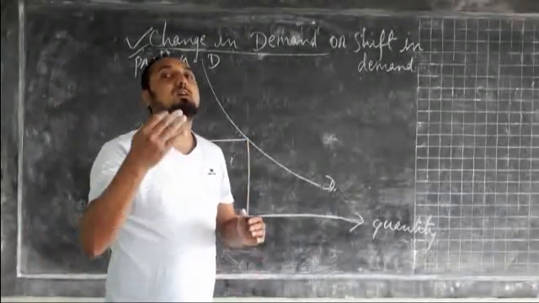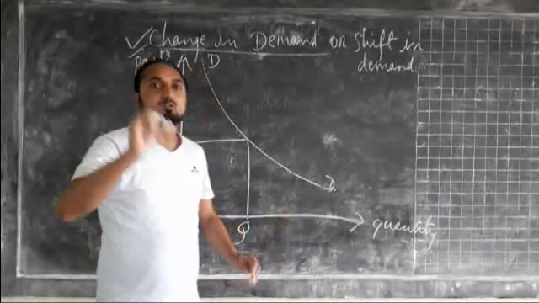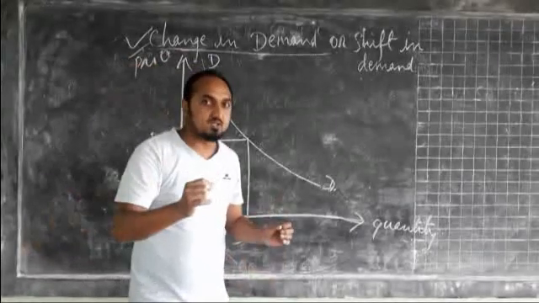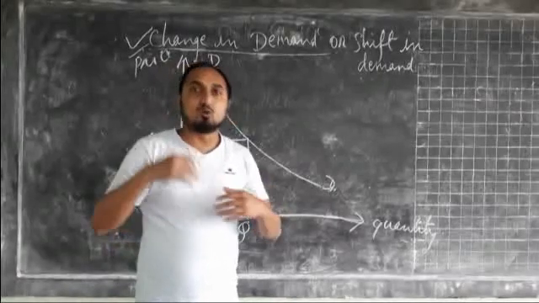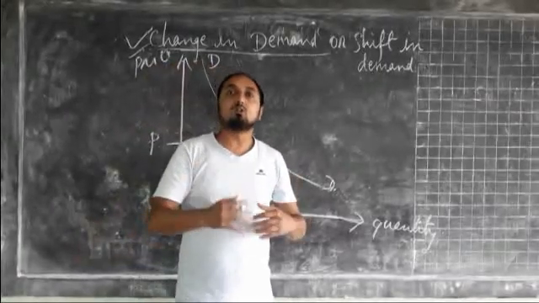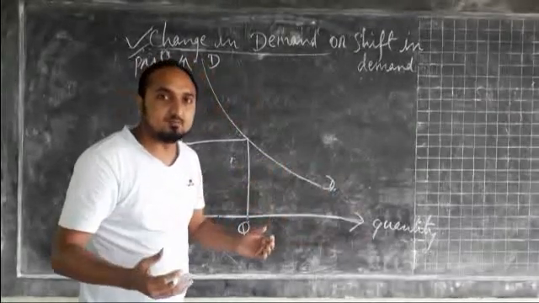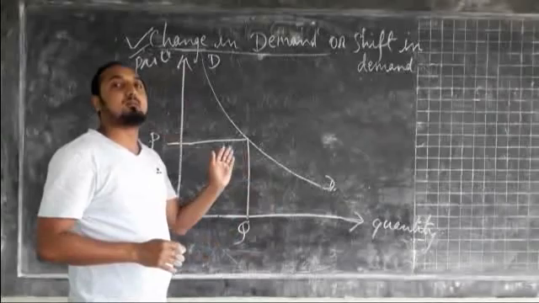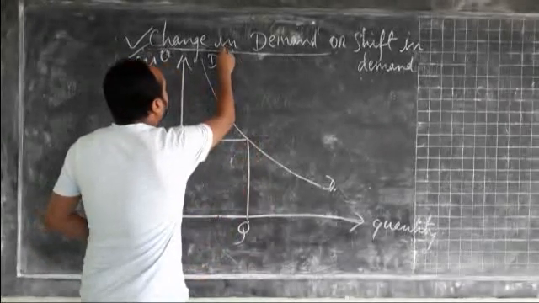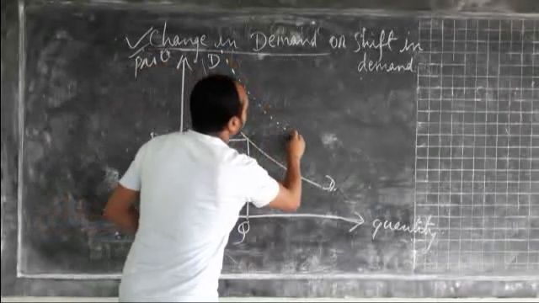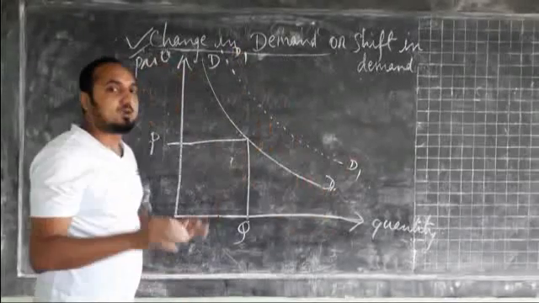Now suppose the income of the consumer is increasing. So when income of the consumer increases, obviously the quantity demanded will increase. Those who were not able to purchase earlier, now they will be able to purchase more quantity of the commodity. It may be a different item, so due to that the quantity demanded may increase. And when quantity demanded increases, the demand curve will shift parallelly rightward. Suppose D1 is the new demand curve.